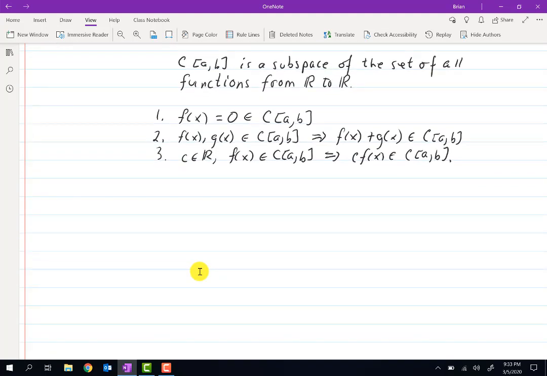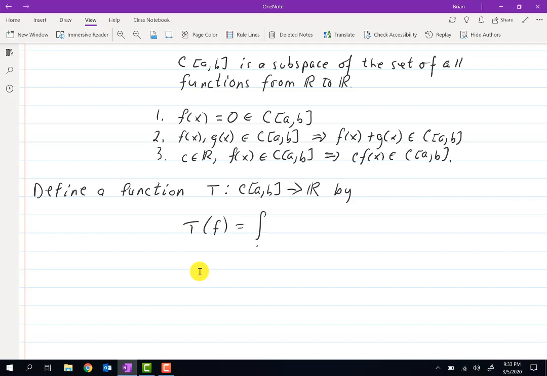What I want to do is to define a function T from C[a,b] into the real numbers by the following rule. I'm going to take a function from the continuous functions, and it's going to equal the integral from a to b of f of x dx. And you ought to know a definite integral will output real values, so that's why this is going into the reals.